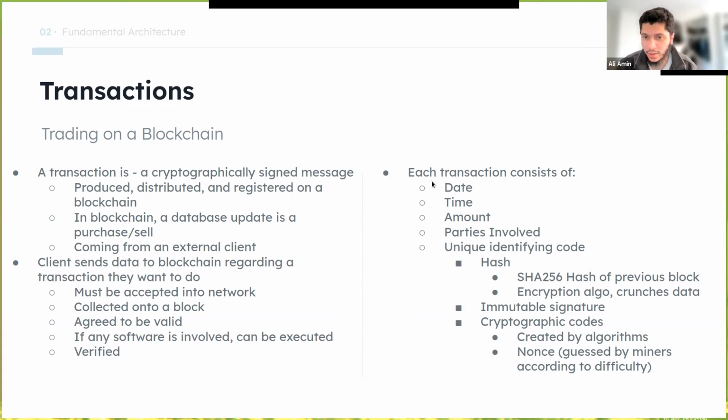We'll get there. Okay. Each transaction has a date, a time, an amount, the kind of thing that you're sending, the people that are involved, and then a little bit of code which identifies that transaction, and it's a hash. So what happens is they put it through SHA-256, and they have a hash of the previous block header, which is just a little bit of data, and it crunches the data, and so it identifies this transaction uniquely.